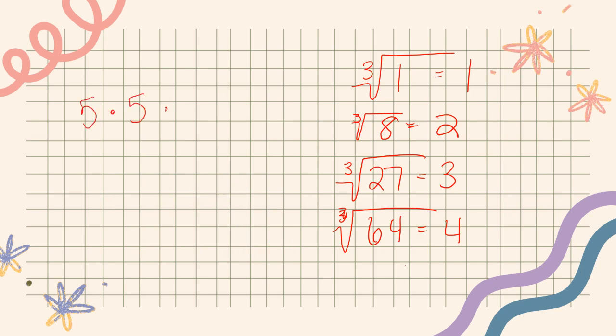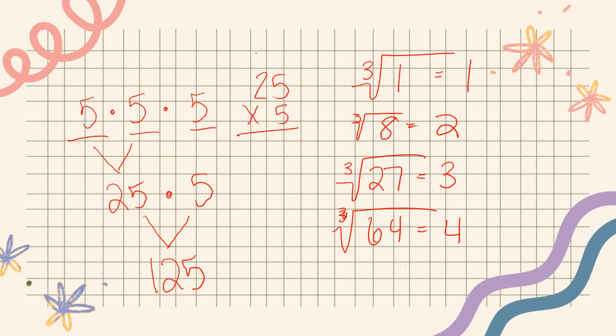5 times 5 times 5. 5 times 5 is 25, and 25 times 5 is 125. We can work that out to the side, or you may use a calculator. But that means that the cubed root of 125 equals 5. Fill out the rest of your chart.